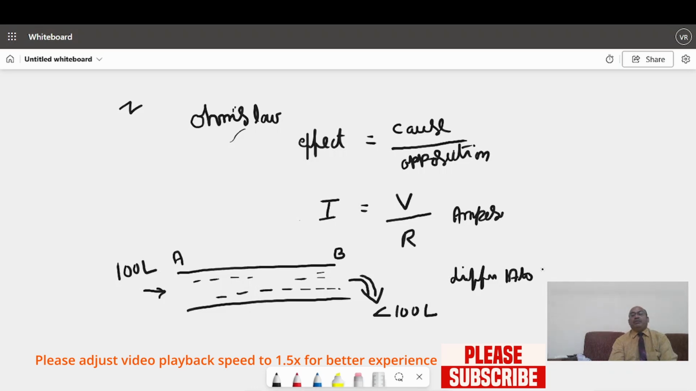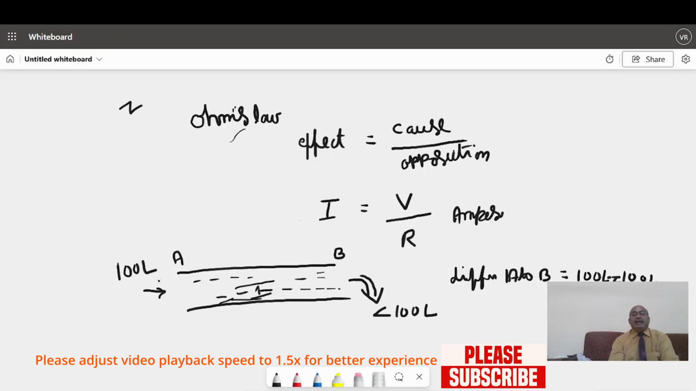Here the difference A to B is equal to 100 liters minus something less than 100 liters. Why is it happening? During its travel, the walls consume water. If it is a glass pipe, the resistance or opposition for the water is less. If the pipe itself is a sand pipe, the total water will be absorbed. This is more loss, and the output is very less. So the instant movement of the water is called the current I.